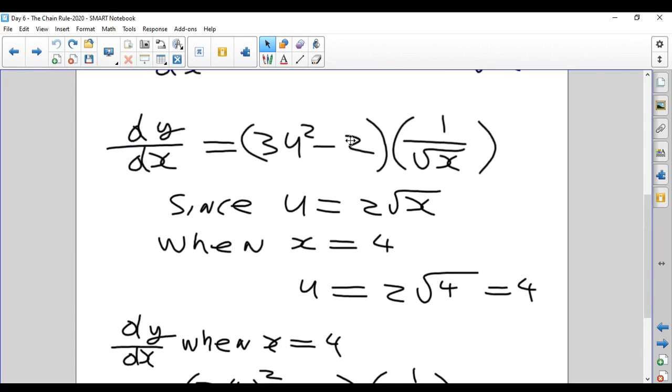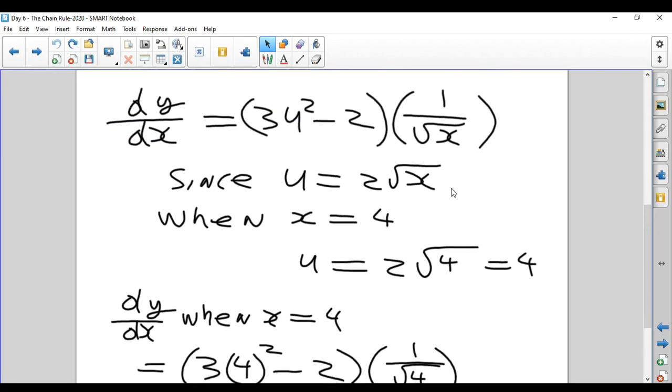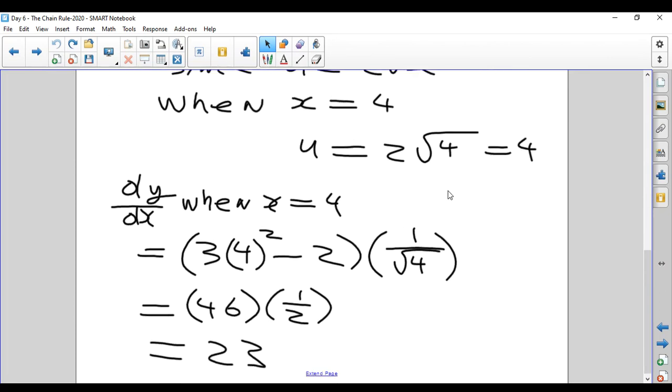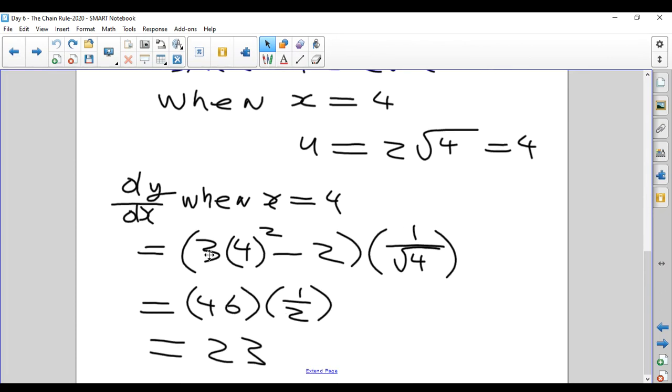All right, that's your derivative with the u and the x being substituted with 4. They're both just coincidentally 4. That's not always the case, by the way. So here we go, a little bit of algebra. We could get that this is 46 times a half, or 23. And that's your derivative when x is equal to 4.